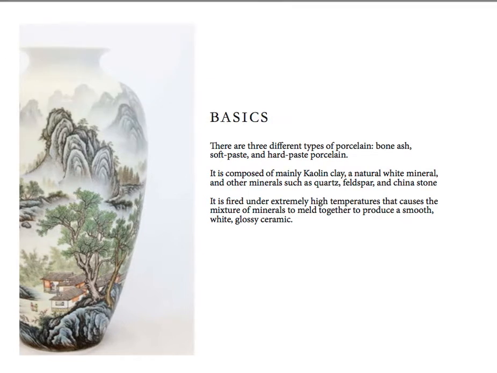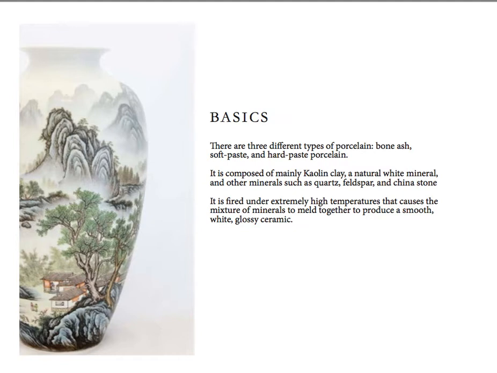So the first thing you need to know about porcelain is that it's a type of ceramic, and there are three different types: bone ash, soft paste, and hard paste. For this particular presentation, I'll be focusing on the characteristics of hard paste porcelain. All three types are made out of a main component known as kaolin clay, and also smaller amounts of different minerals such as quartz, feldspar, and china stone.